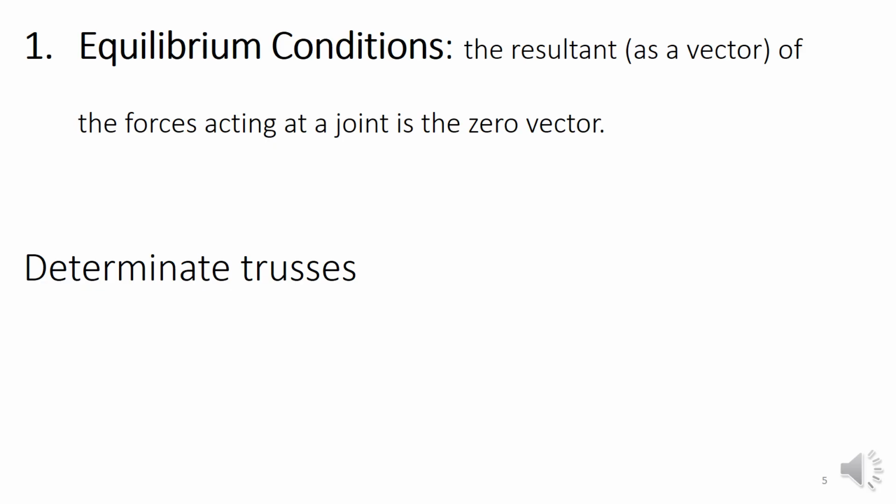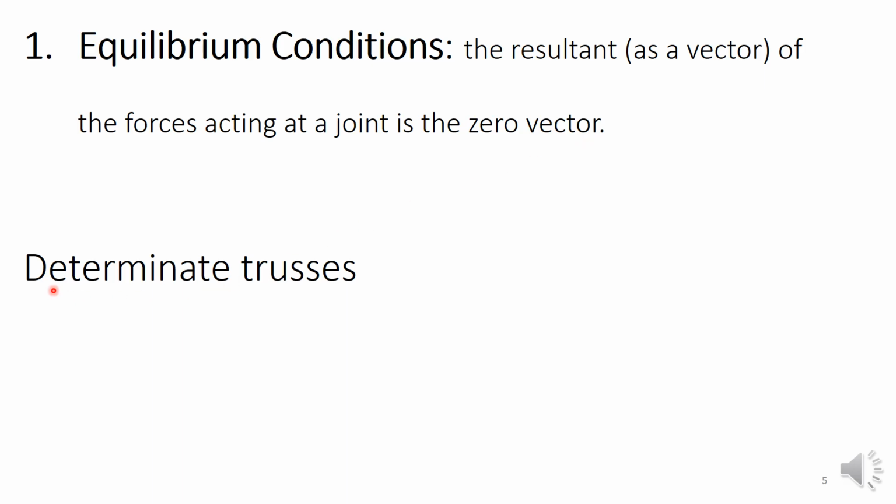In solving trusses, equilibrium conditions are usually applied. These conditions state that the resultant as a vector of the forces acting at a joint is the zero vector. In other words, there is equilibrium at each joint. The forces acting at that joint add up to 0.